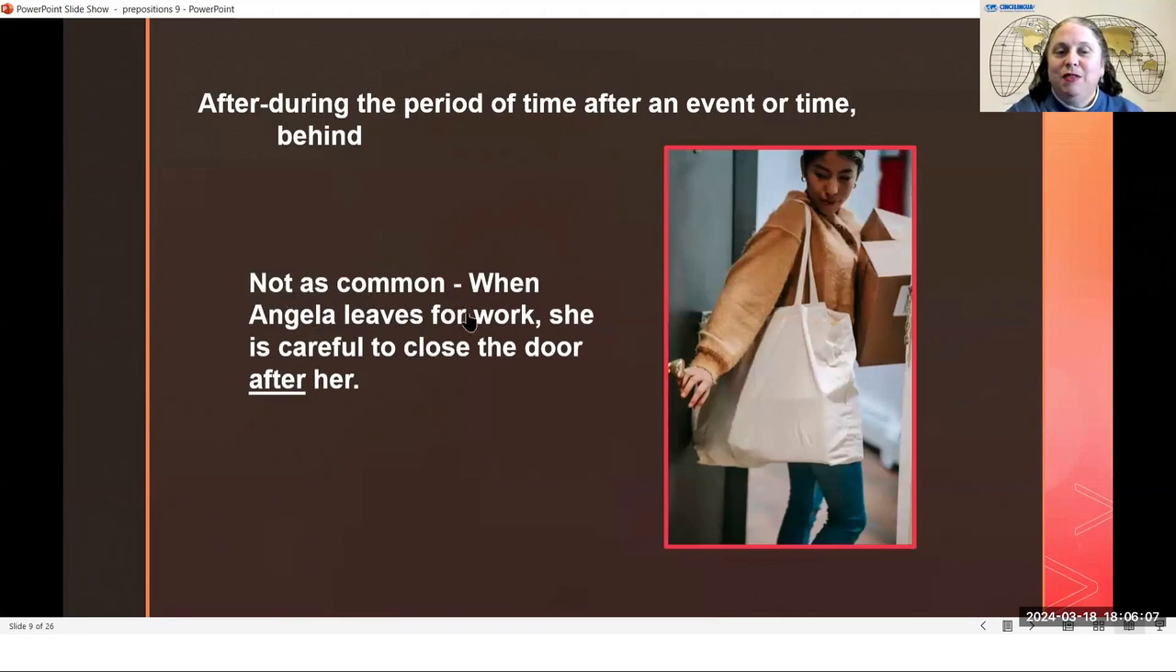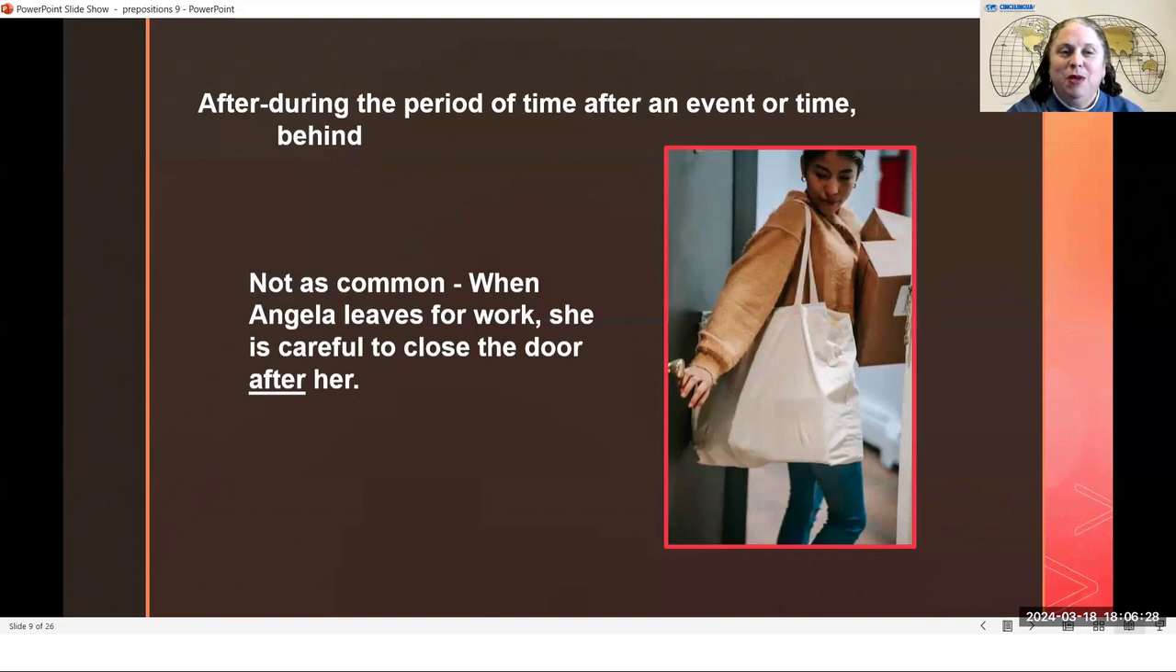When Angela leaves for work, she is careful to close the door after her. I think most people would probably say behind. She closes the door behind her. It is possible and it is correct English to say after her, but it's not as common.